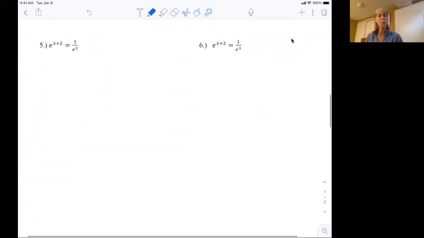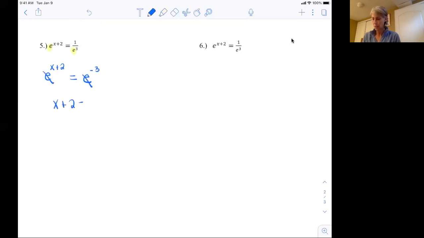Now I'm going to do a couple with base e. Remember, base e is just a number. It's our base this time. So we have e and e. My bases are the same. I just have to rewrite that right side so it's in the numerator. e to the x plus 2 equals e to the -3rd. Now that I have common bases, just solve the resulting equation.